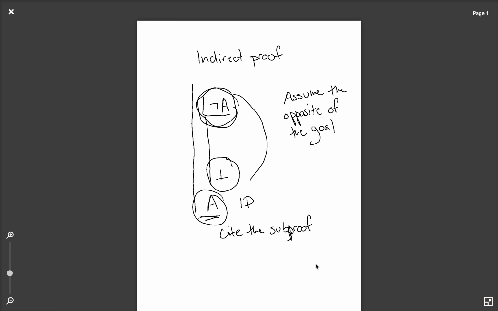So at this point, you may want to pause and do some more of the practice problems here before you listen to the final piece of this.